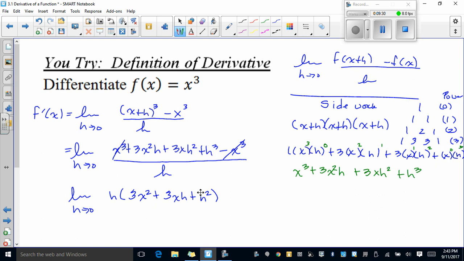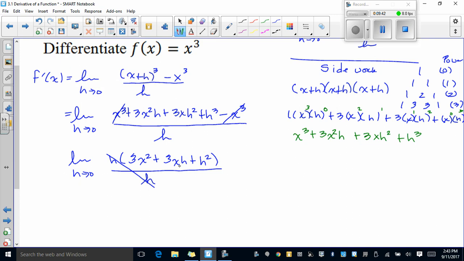Now I can plug in 0, and this guy goes to 0, this guy goes to 0. I'm only left with 3x squared. So f prime of x, in this case, will be 3x squared. And there you guys have it on that one. So even though I showed you on this one here, again, you could have just multiplied this out, because we had this on the last problem, so you could have just multiplied by x plus h. Things to watch for, things to know.